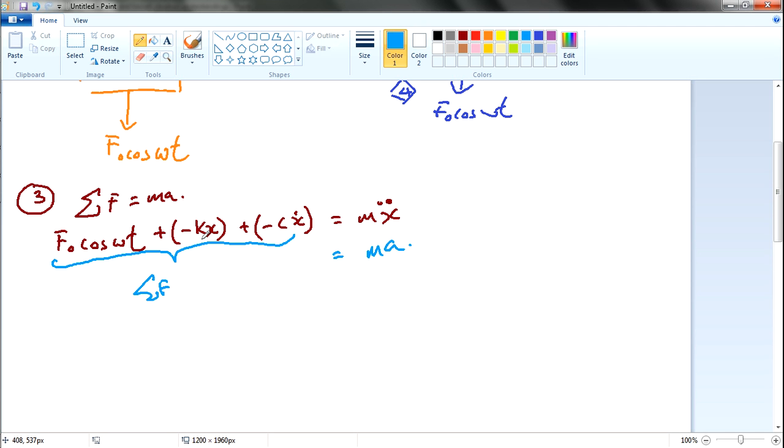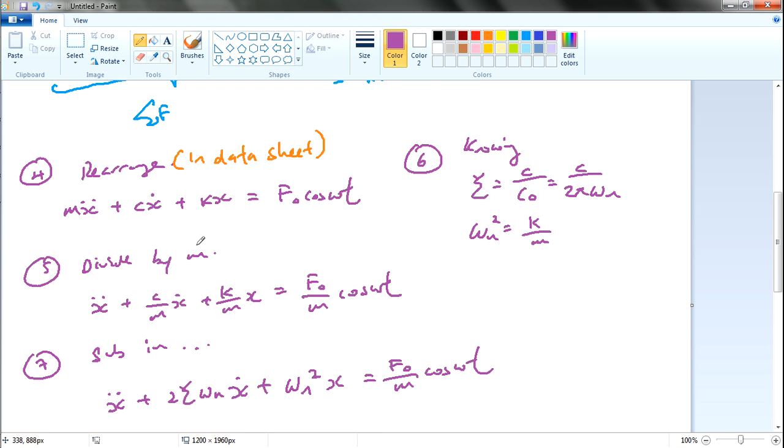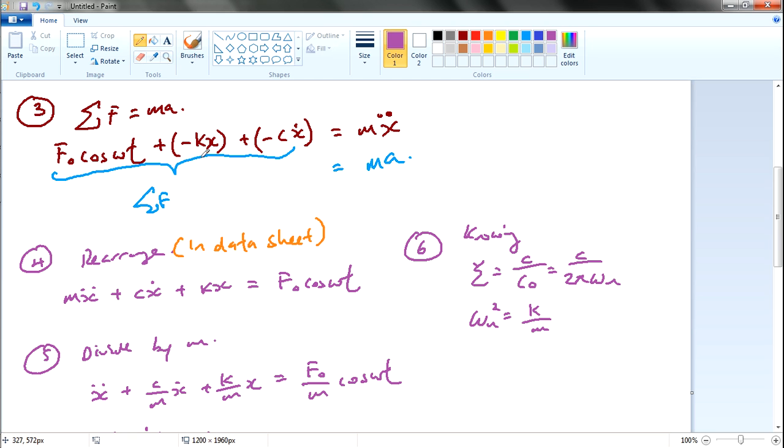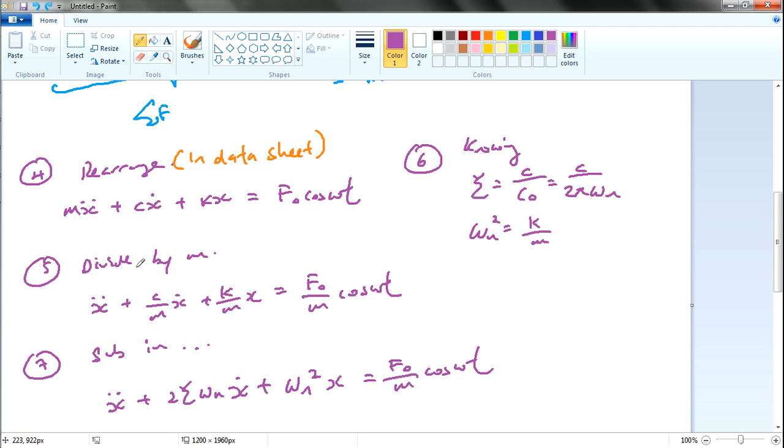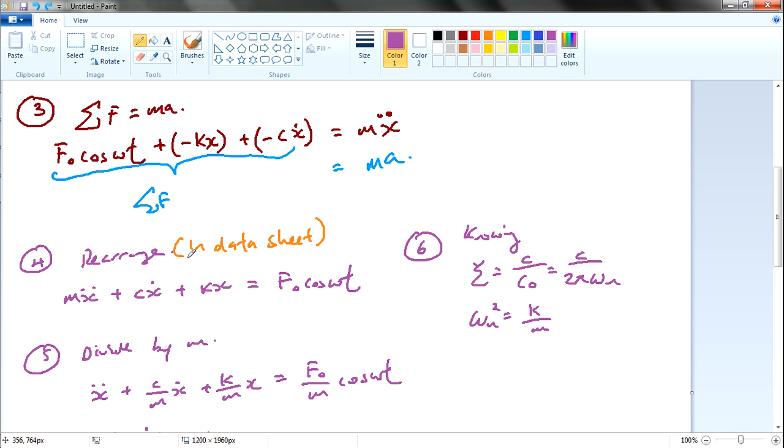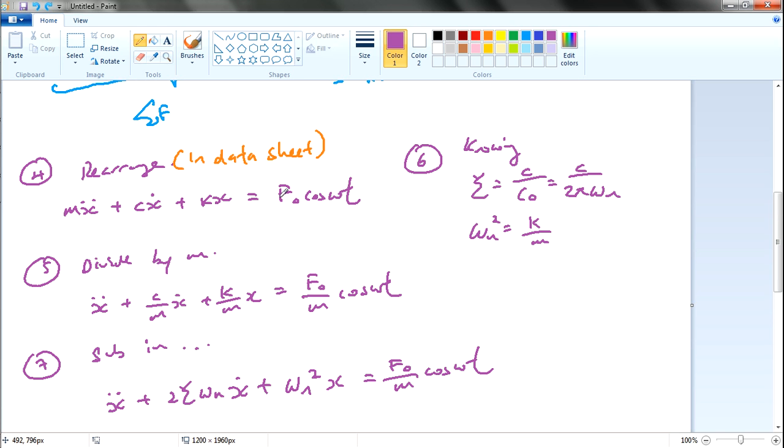In order to rearrange, let's bring this portion here to here. Eventually you will get this equation: mx double dot plus cx dot plus kx equals this. Then you divide, because if you remember in all the previous videos, this is a typical step, the step you always do. You try to make the second-order term clear of any coefficient.